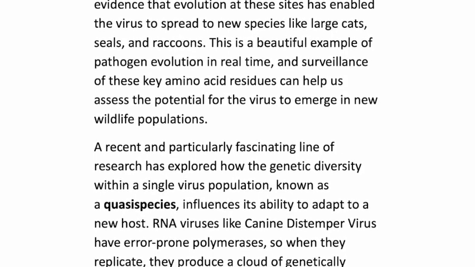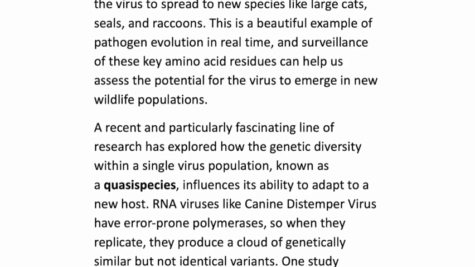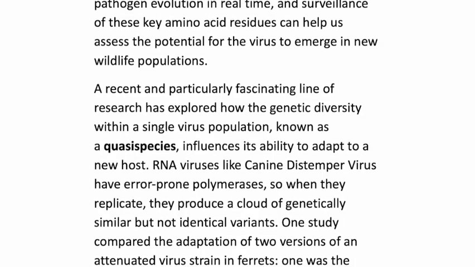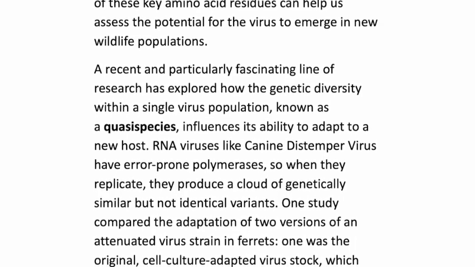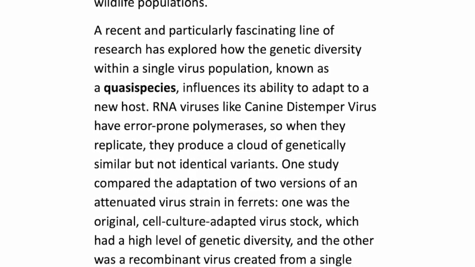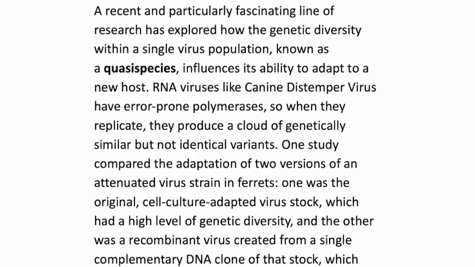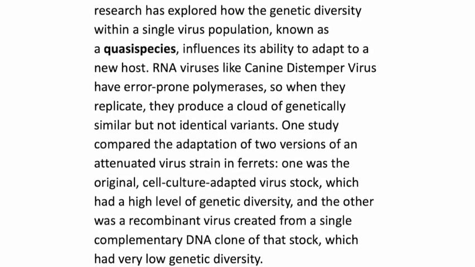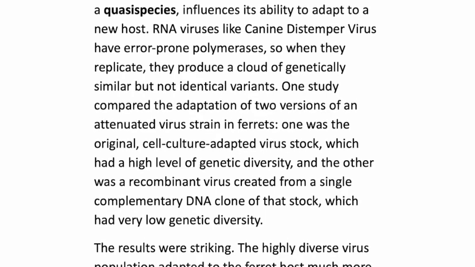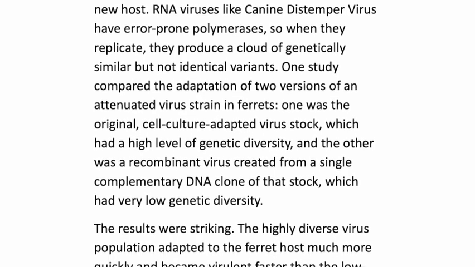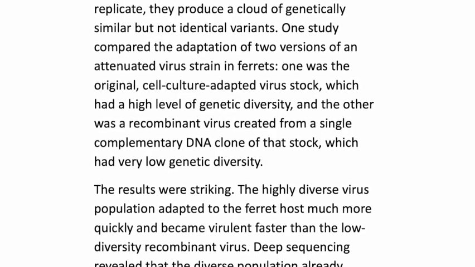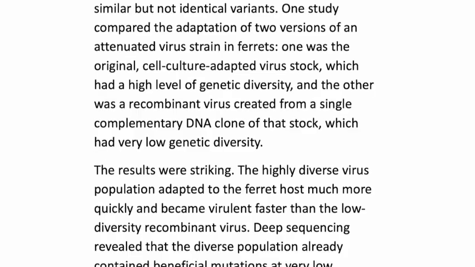A recent and particularly fascinating line of research has explored how the genetic diversity within a single virus population, known as a quasi-species, influences its ability to adapt to a new host. RNA viruses like canine distemper virus have error-prone polymerases, so when they replicate, they produce a cloud of genetically similar but not identical variants. One study compared the adaptation of 2 versions of an attenuated virus strain in ferrets. One was the original, cell culture-adapted virus stock, which had a high level of genetic diversity, and the other was a recombinant virus created from a single complementary DNA clone of that stock, which had very low genetic diversity.